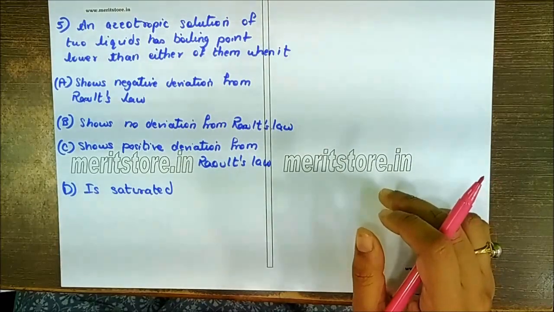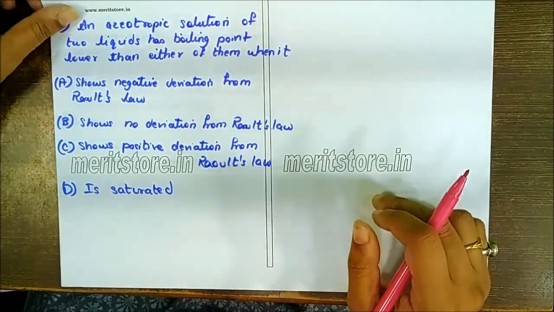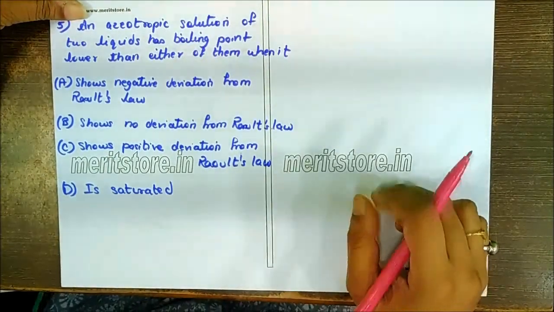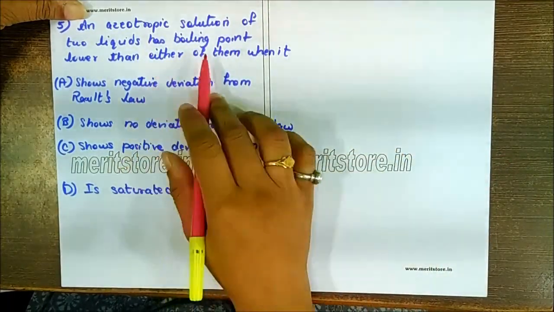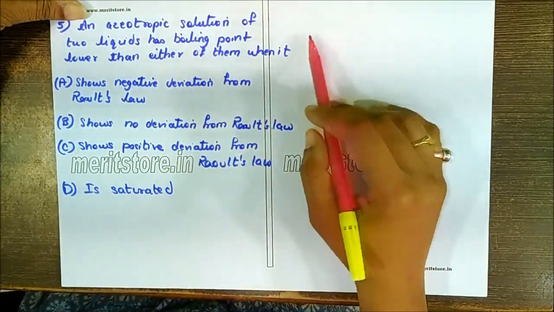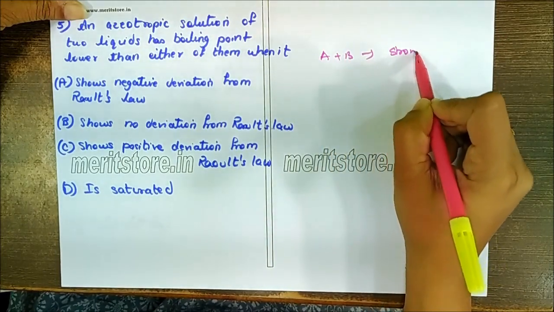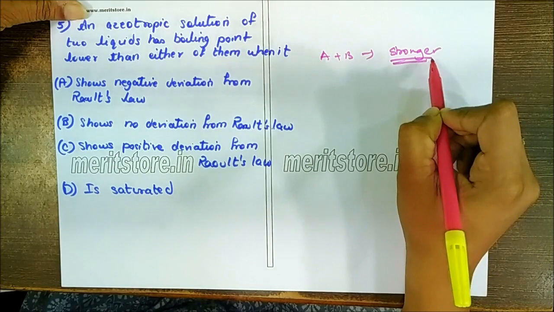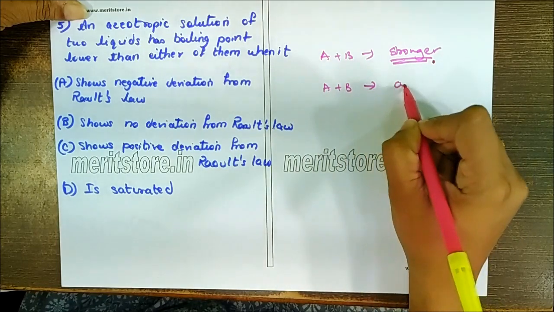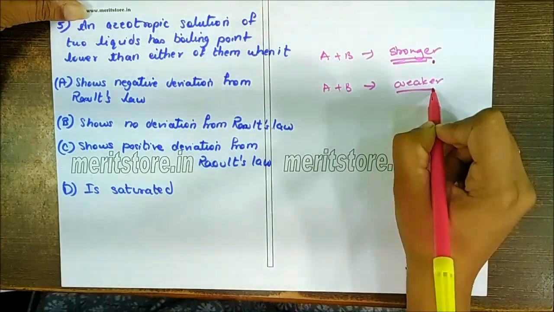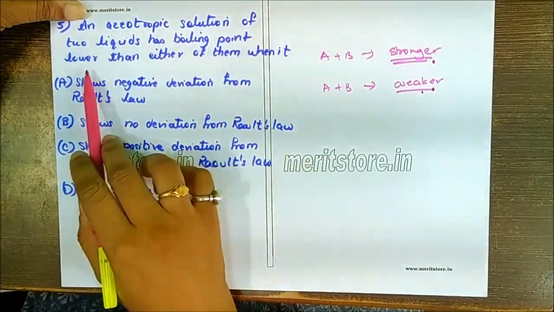Question number 5: an azeotropic solution of two liquids has a boiling point lower than either of them. When azeotropic mixtures are there, they will have a boiling point either more than the individual or less. Why can they have a boiling point more? If they can create an intermolecular interaction after mixing A and B. If the intermolecular interaction is stronger after mixing, then it will have a higher boiling point. But if after mixing the two solutions A and B have weaker interaction, the boiling point will be less. So here they have asked about the azeotropic solution having the lower boiling point.